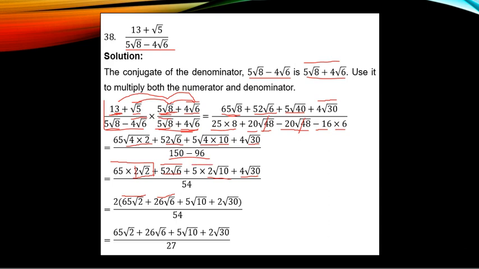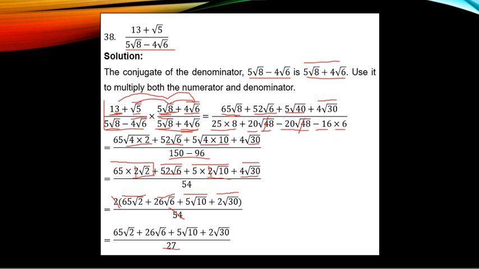This is another term. The 2 you factor out divides that term. These 2 disappear. You have 5 root 10. The 2 you factor out divides here. You have 2 root 30. So that 2 can divide 54 and you are left with 27. If you check the numerator, it's already in simplest form and all the surds are different.